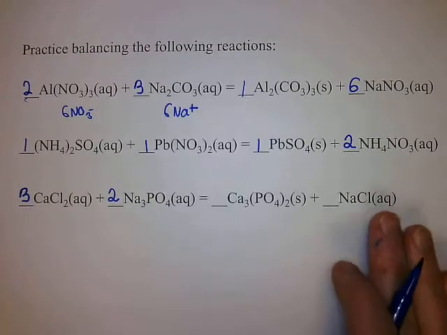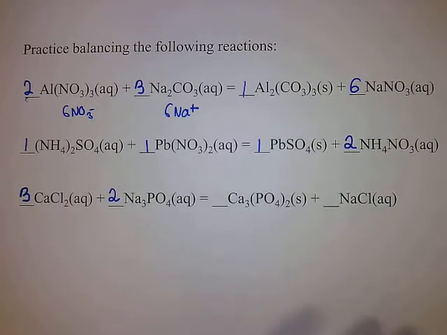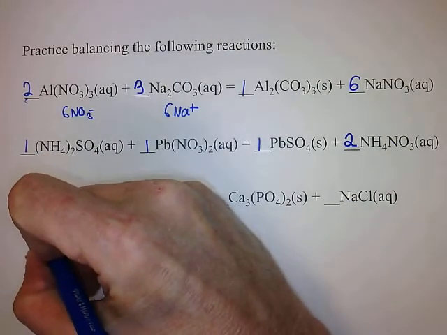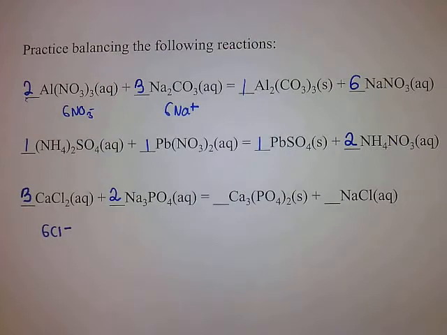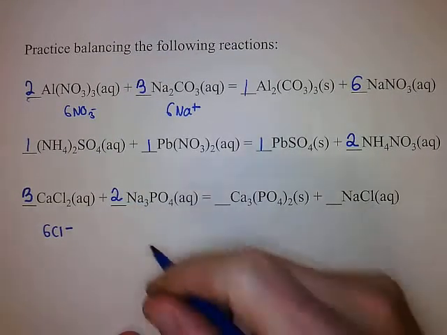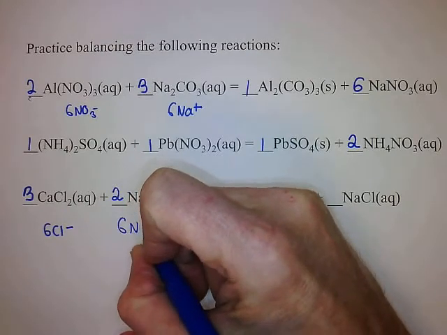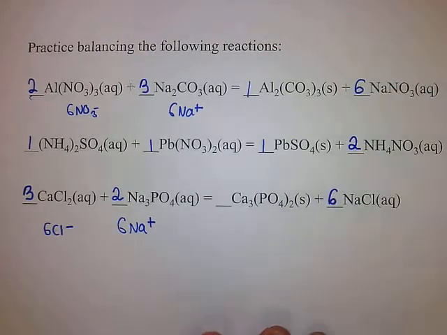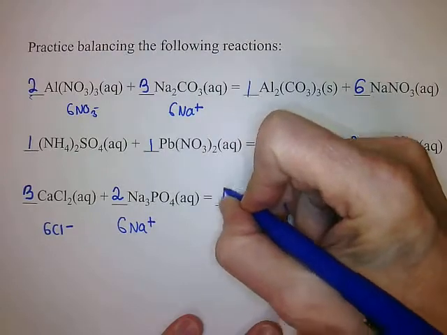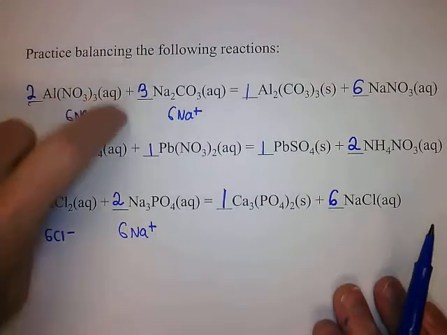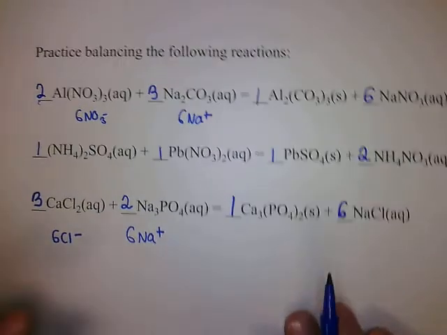And now we only have the NaCl to balance. How many chlorides do we have here? 2 times 3 is 6. We have 6 chlorides there. And 2 times 3 is 6, so we have 6 sodium ions there. Okay, so we're going to make 6 sodium chlorides. And that equation is balanced. That's very much like the first one that we did.